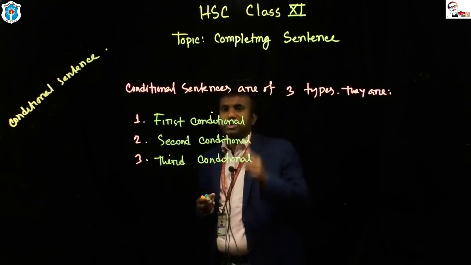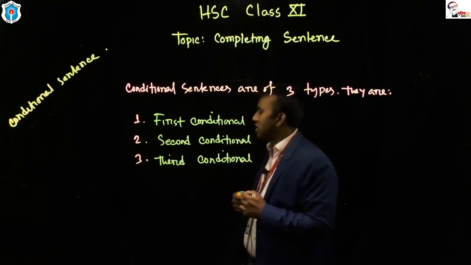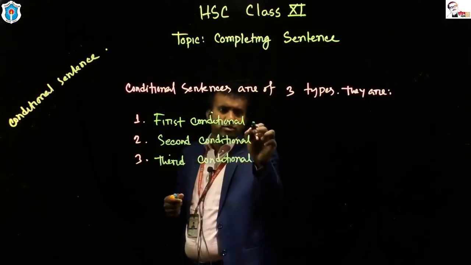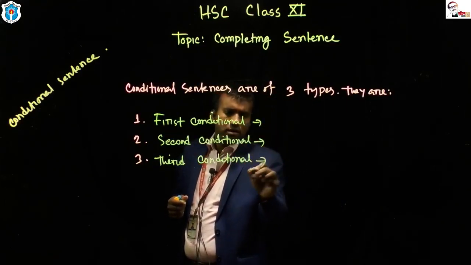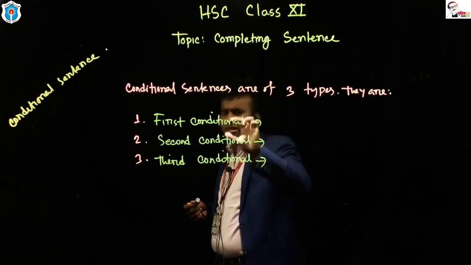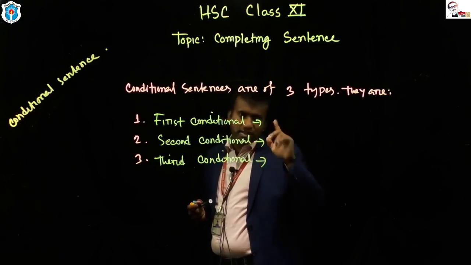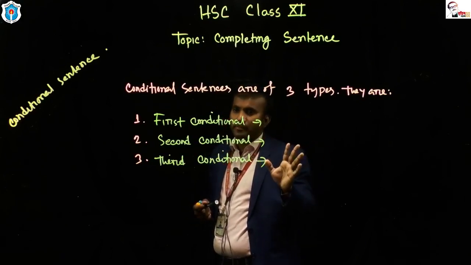Okay. So conditional sentences are of three types. They are first conditional, second conditional, and third conditional. Okay, students, look at please. First conditional, second conditional, third conditional. Conditional means a special type of complex sentence.